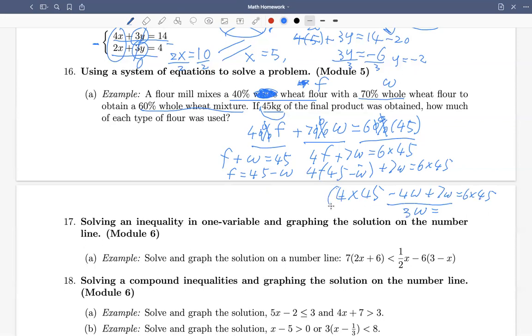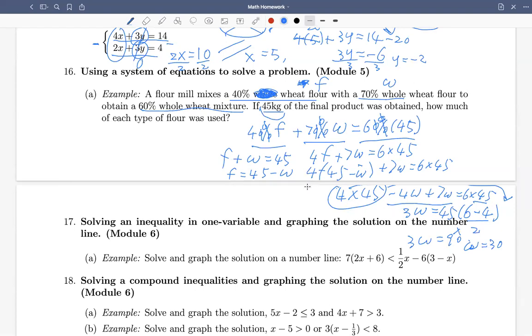Now I want to move this 4 times 45 to the other side. When I move to the other side, it becomes negative. Now you see I have 45 as a common factor. So I factor out 45. I have 6 left for the first term, I have 4 left for the second term. See, now the calculation is much easier, right? 6 minus 4, that's 2. 2 times 45, that's 90. So 3W equals to 90. Divided by 3, W equals 30 kilograms.